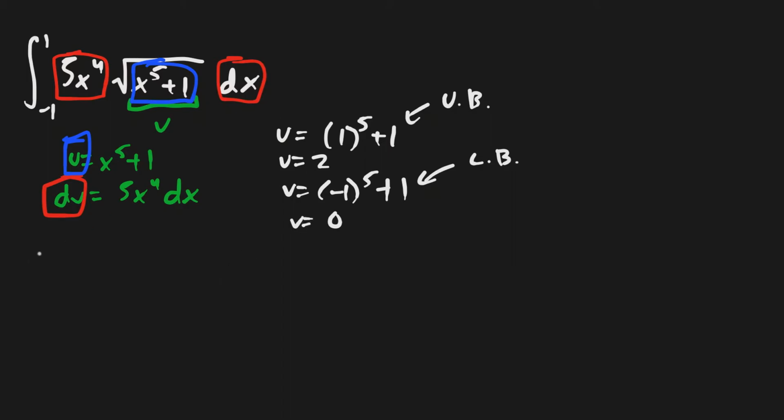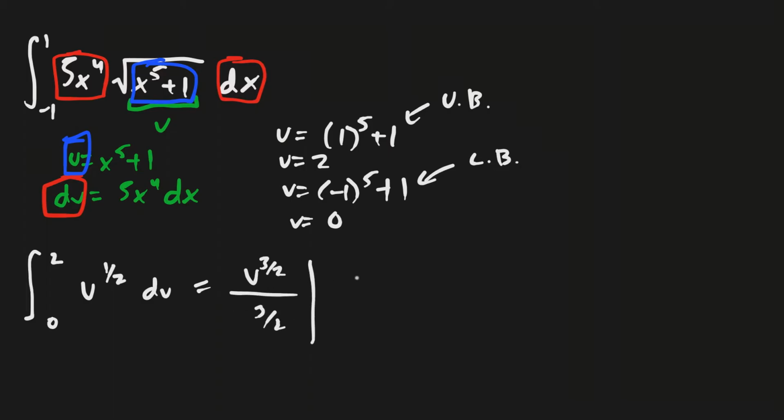So what we can do now is rewrite it. The upper bound is 2, the lower bound is 0. And now we can write the u's. It's just going to become u to the 1/2 power, which is the square root of u, du. Now we can use the reverse power rule to make this u to the 3/2 power over 3/2, evaluated at 2 and 0.